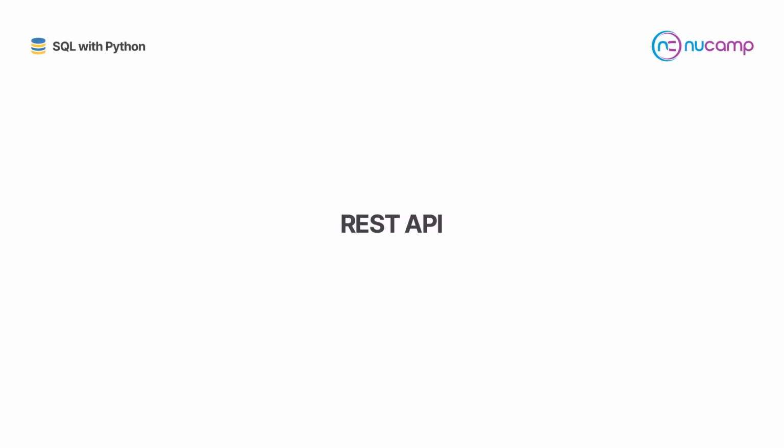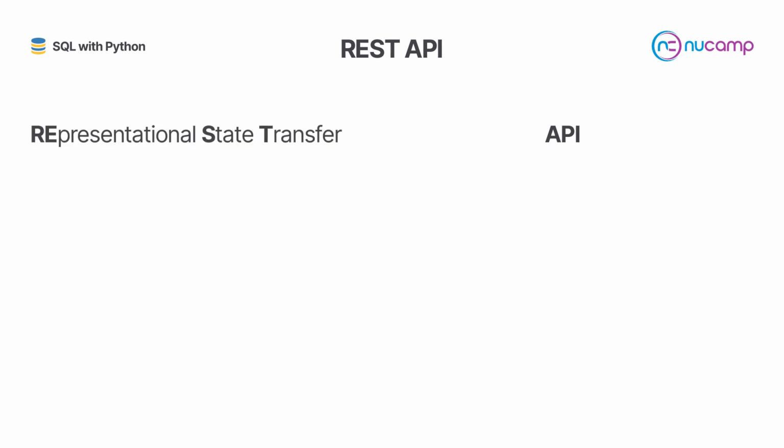In this lesson, we will cover the REST API convention, which provides a set of guiding principles for transmitting data between clients and services on the World Wide Web. First off, what do the terms REST and API mean? REST is short for Representational State Transfer, and API is short for Application Programming Interface.